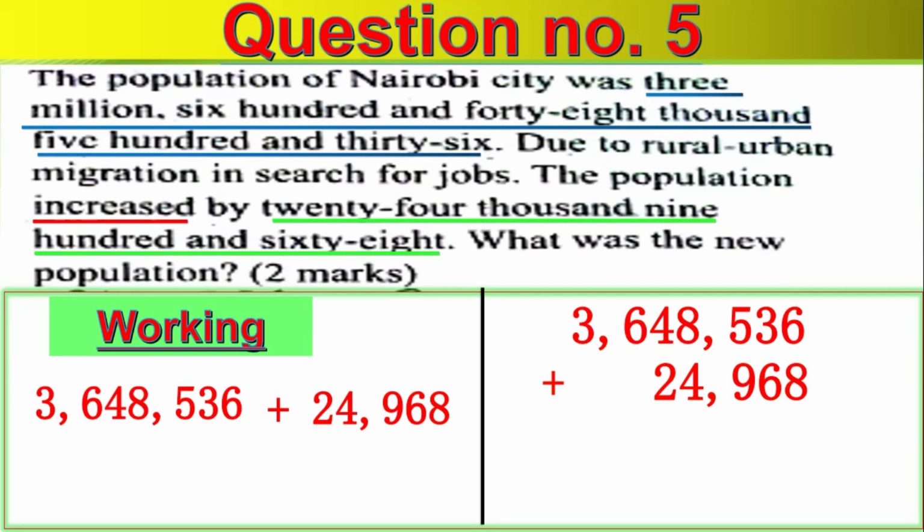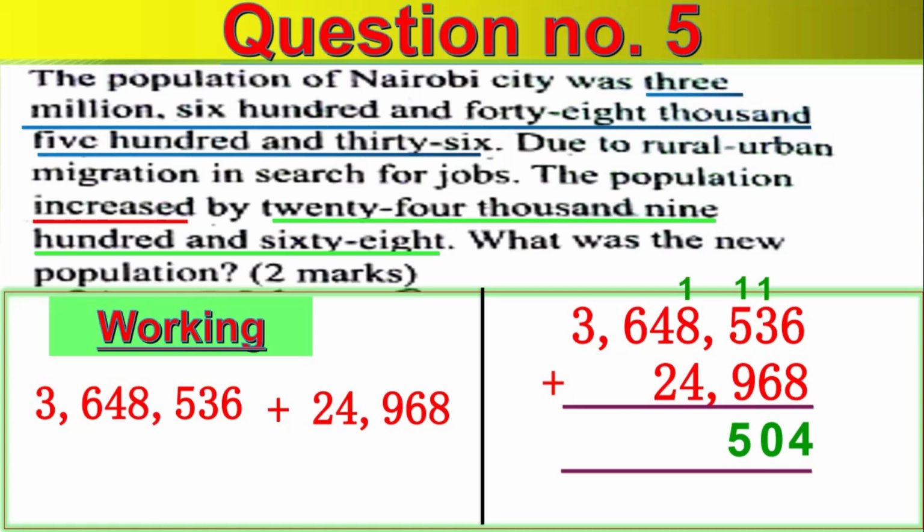So you write 3,648,536 plus 24,968. You just add the way we usually add. This is 6 plus 8 is 14. You write 4, you carry 1. This is 1 plus 3 plus 6, that is 10. You write 0, you carry 1. This is 1 plus 5, that is 6. 6 plus 9 is 15. You write 5, you carry 1. And then this is 1 plus 8, which is 9. 9 plus 4 is 13. You write 3, you carry 1. This is 1 plus 4 plus 2, that is 7.